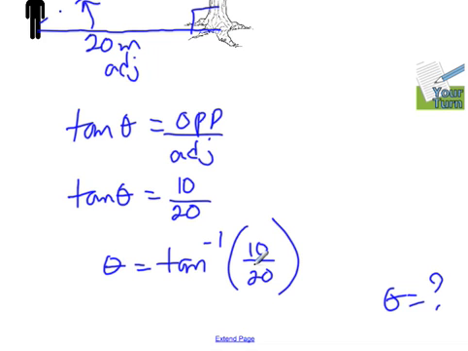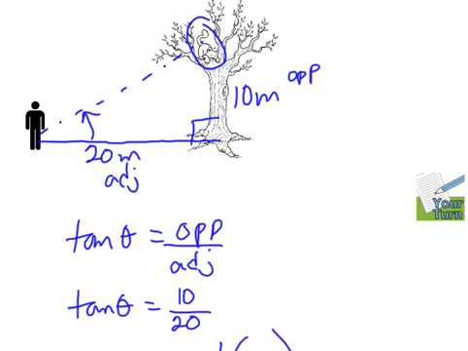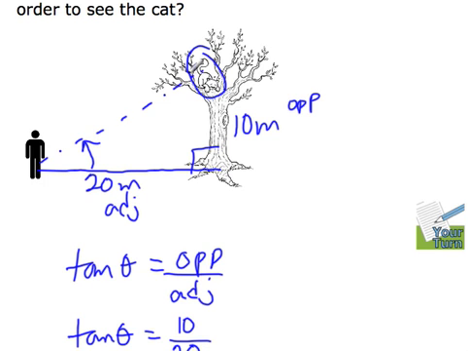Okay, so now off to my calculator, and I go arctan of 10 divided by 20 equals, and I come out to about 26.6. So my angle is about 26.6 degrees. So that would be the angle that I would need to look up in order to see the cat.